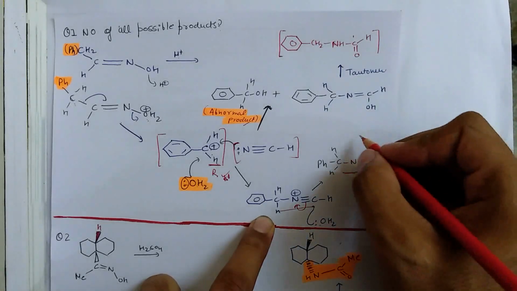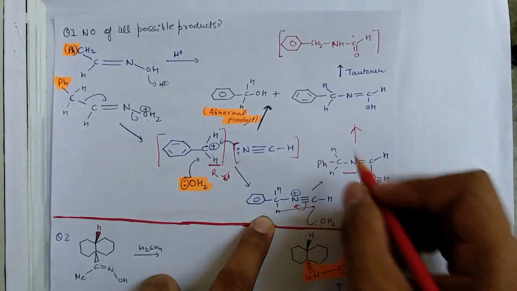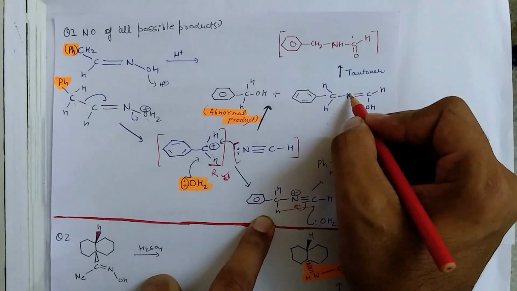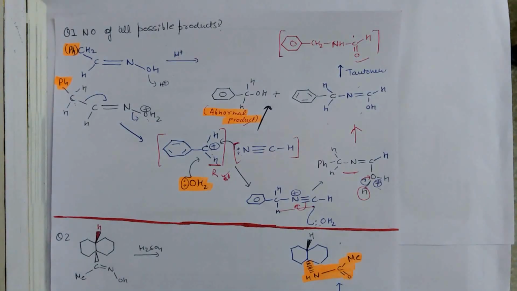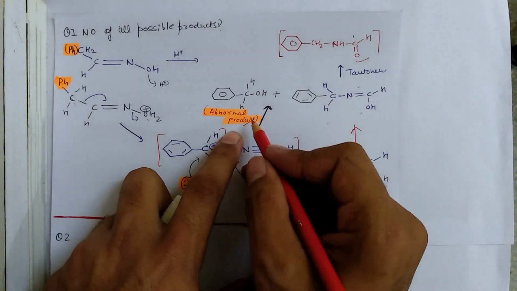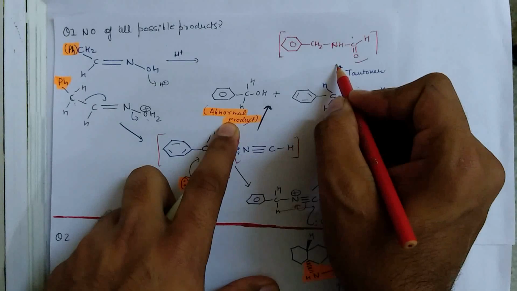And now you can easily tautomerize to form an amide. So how many products do we have? One is the abnormal product, one is the regular product.